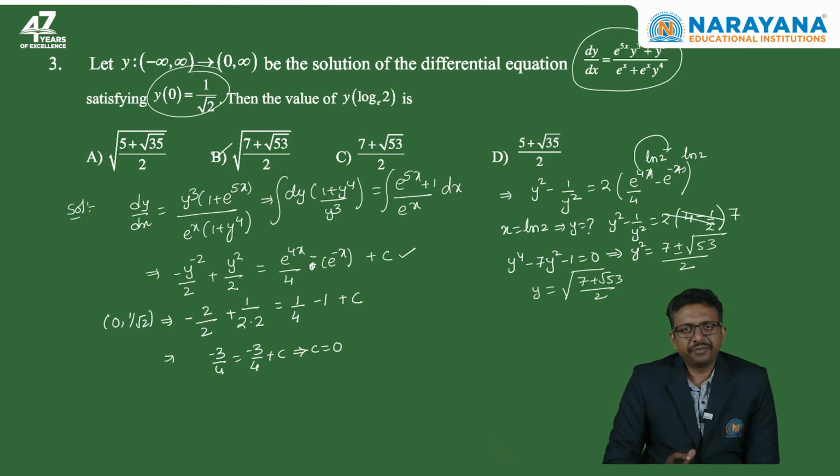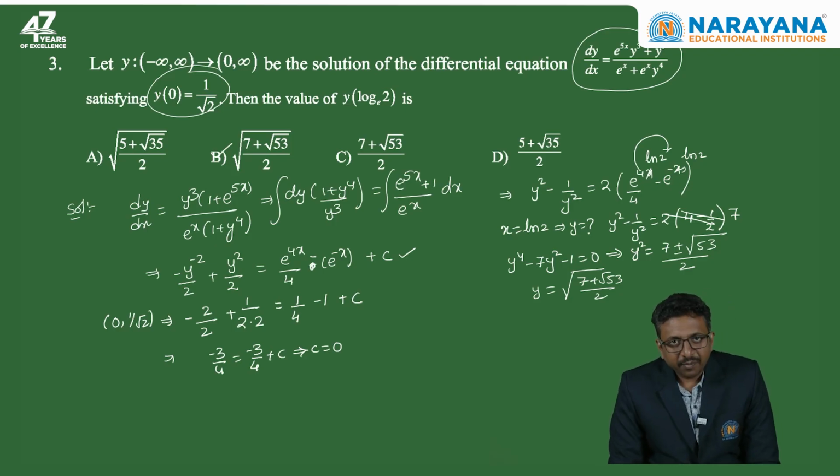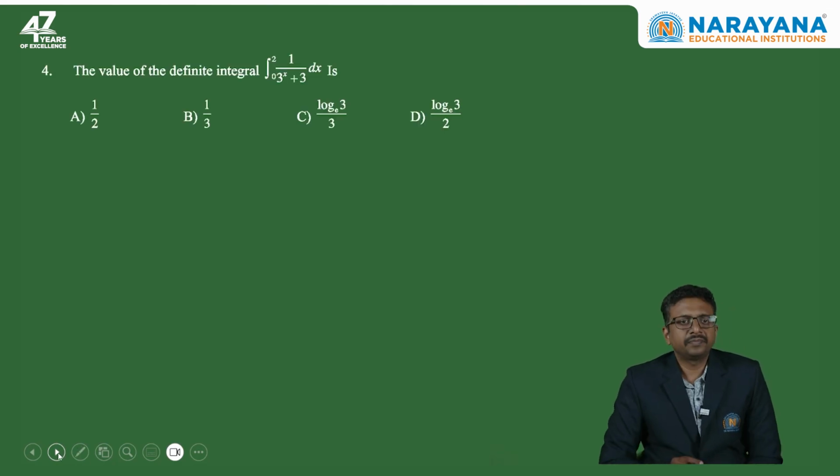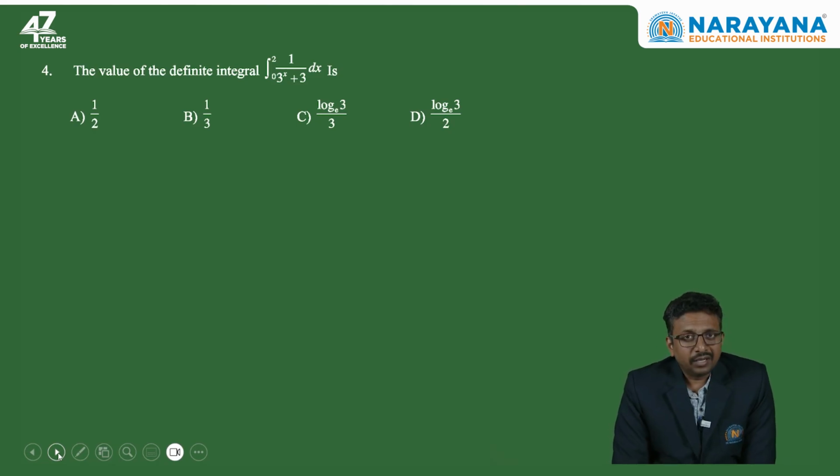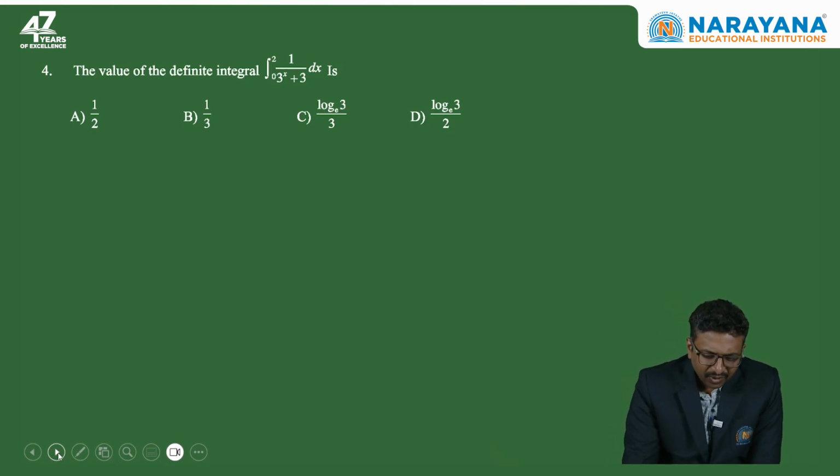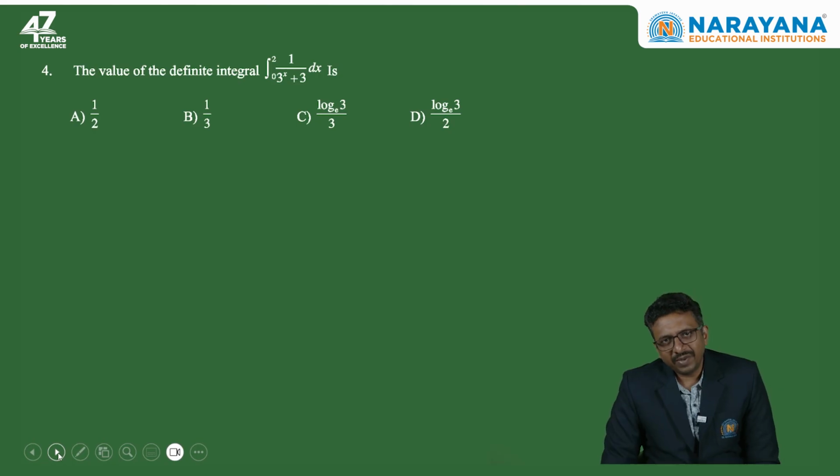So very straightforward, variable separable differential equation based question. So no traps. Directly apply the process, you're going to get the answer. So let's go to the next question. This is also a very simple question on definite integration. So integration 0 to 2 of 3 power x plus 3, exponential type question.